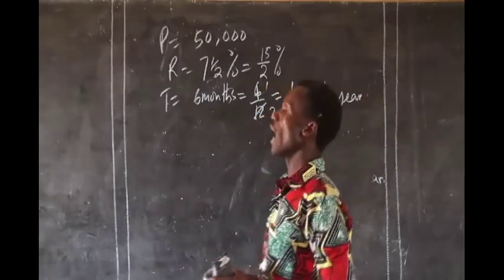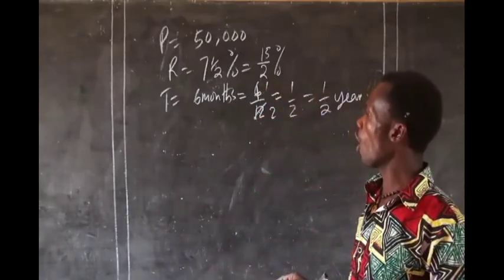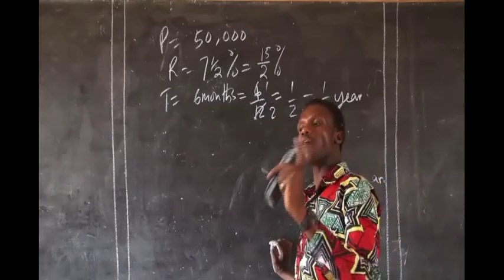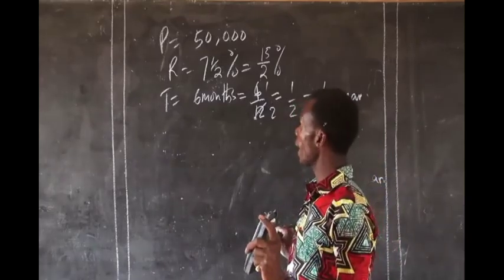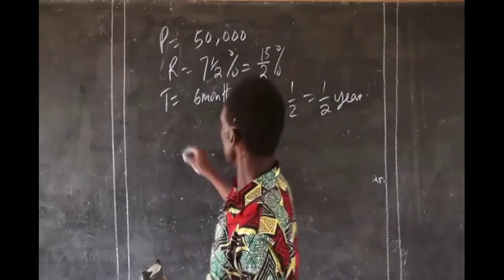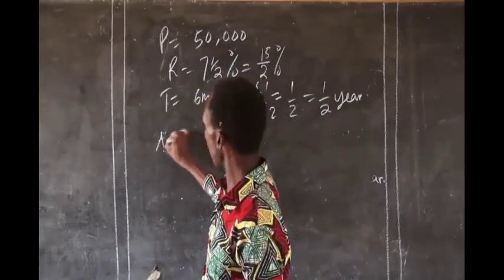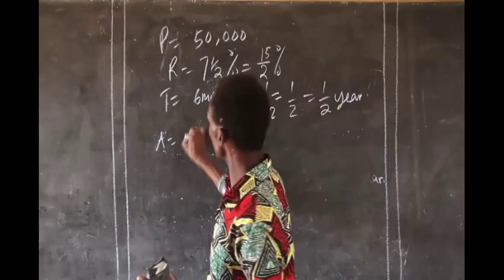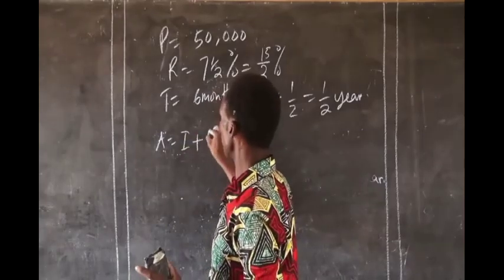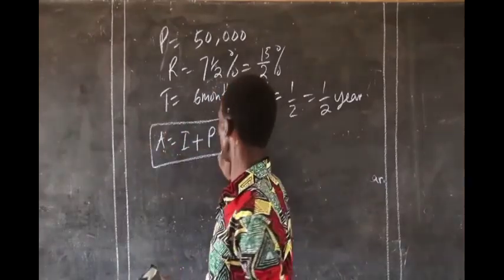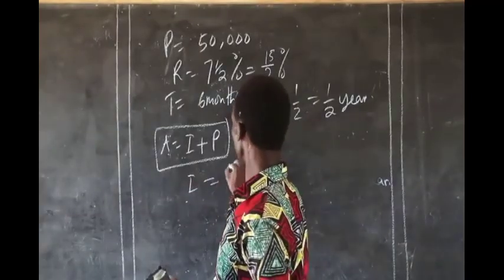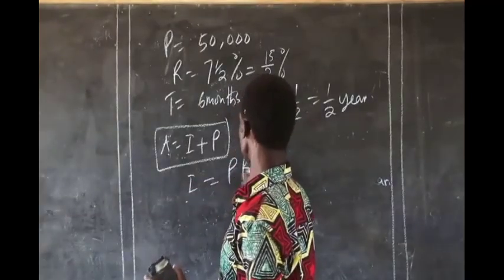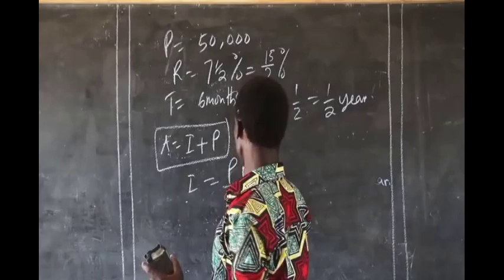Now we've been told to find the amount of money that Joyce earns. The amount, represented by the letter A, is equal to interest plus principal. But the interest is not given. Now remember, interest is obtained by taking principal times rate times time over 100.